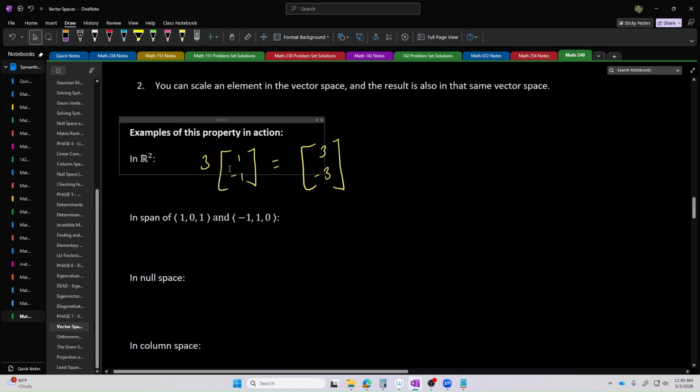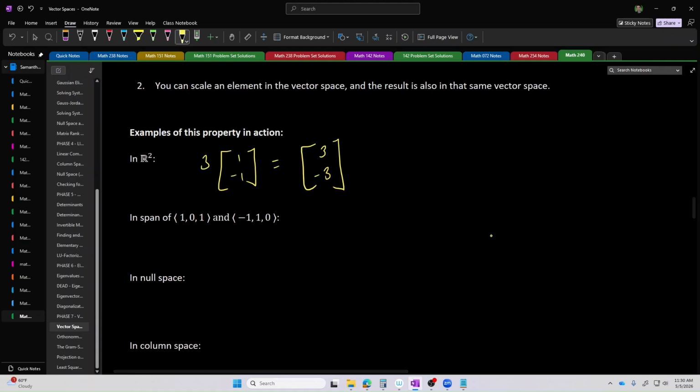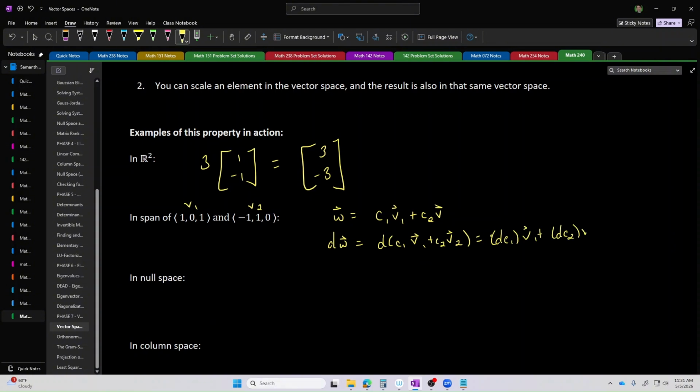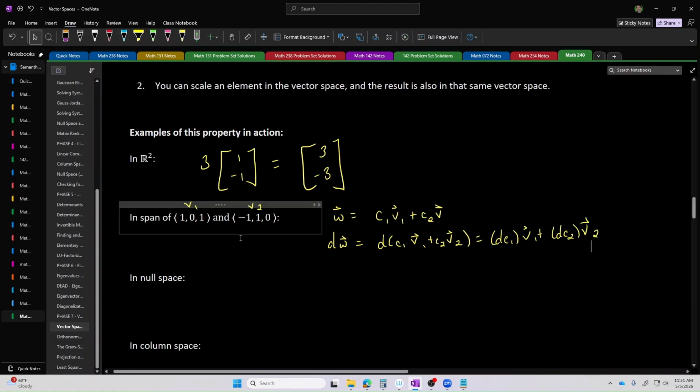So by scaling something in the set, you've ended up with something else that's also in that same set. As far as span is concerned, if you have the span of a pair of vectors, calling the first V1 and the second V2, and you start out with an element W in that set, then if I scale that vector W by another number, that really just changes the scalar multiples on V1 and V2, but the end result is still a linear combination of those two elements. So this set is also what we would call closed under scaling. If you scale an element in the set, the result is also in the set.